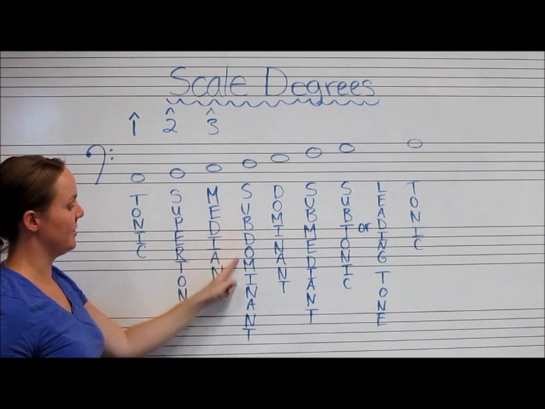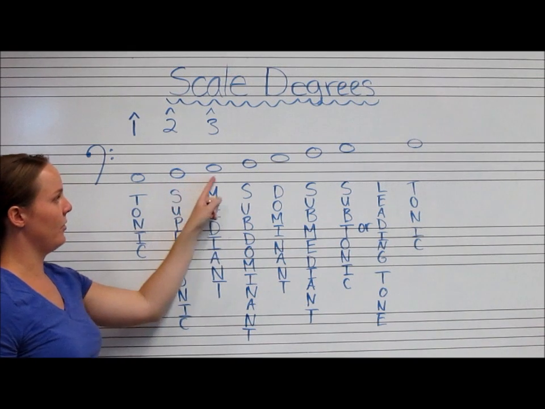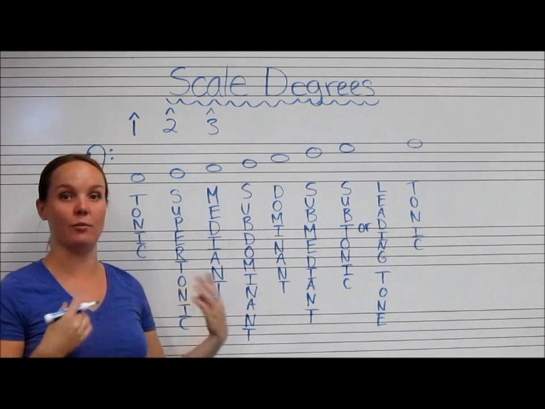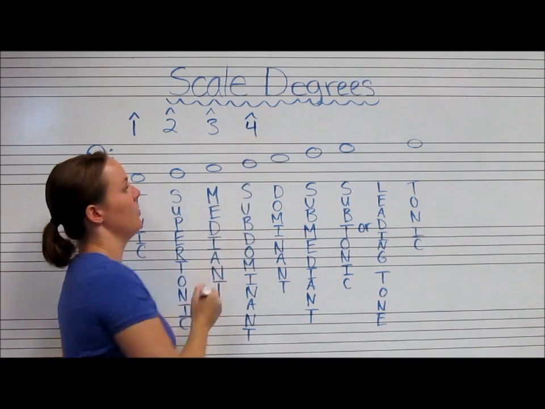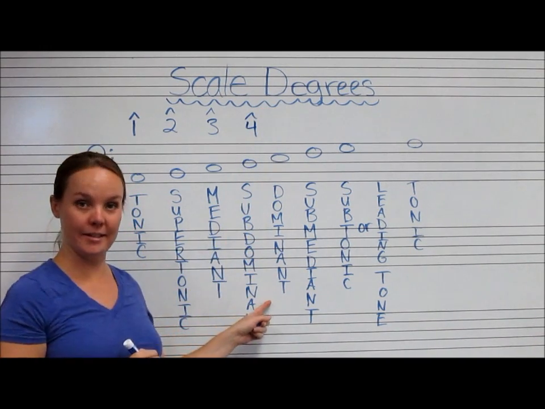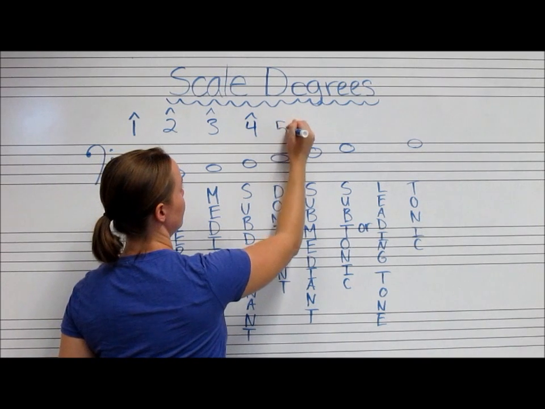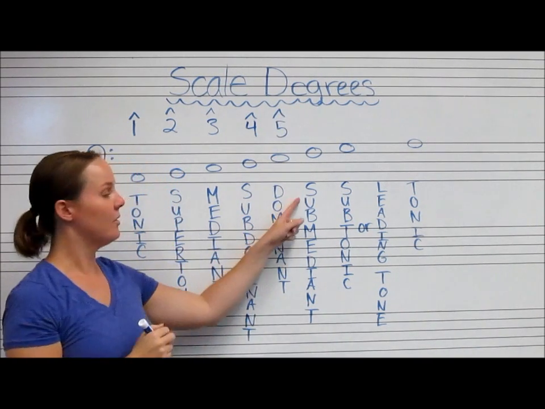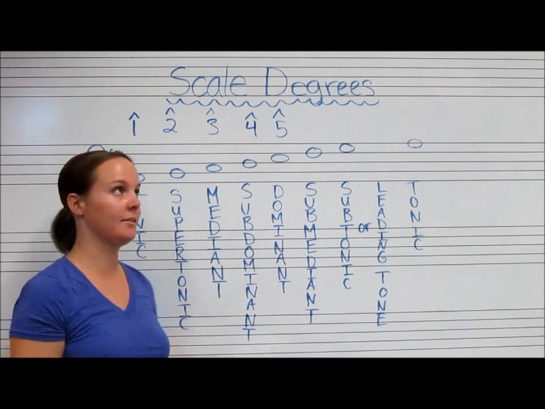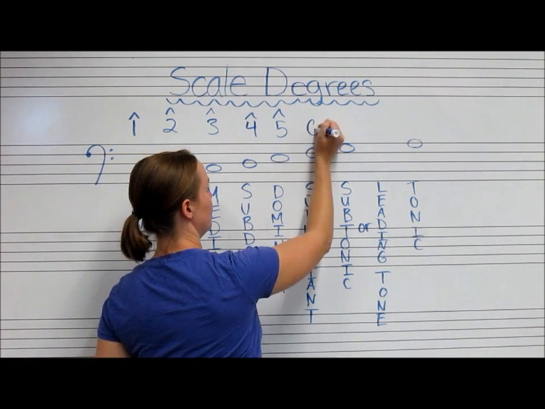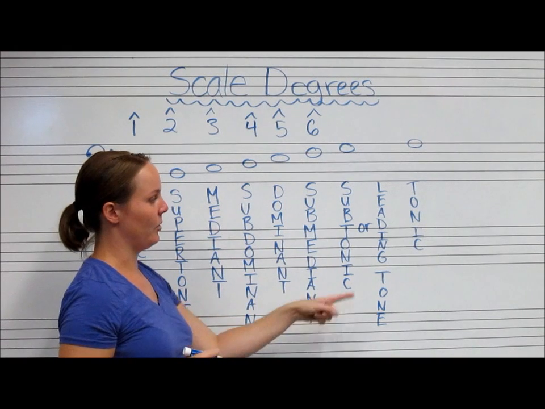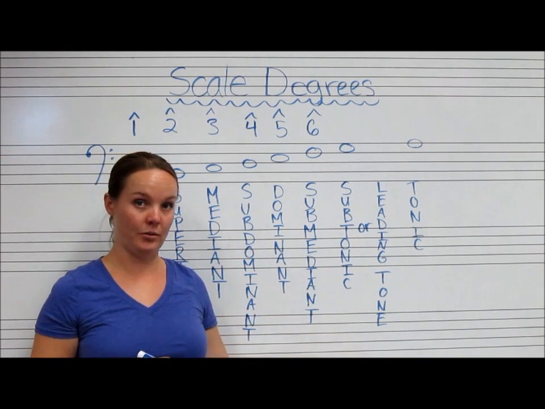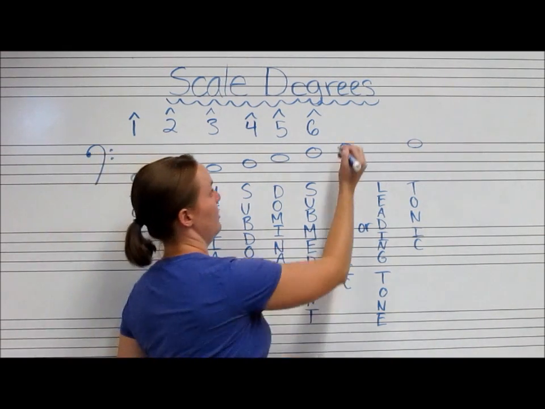Next we have the subdominant. It's the fourth step of our scale, so it's our fourth scale degree. The dominant is the fifth scale degree. The submediant is the sixth scale degree. The subtonic, or sometimes it's called the leading tone, is the seventh scale degree.